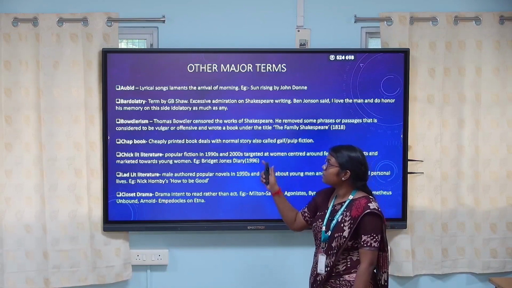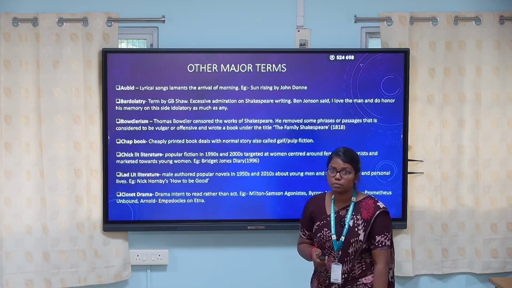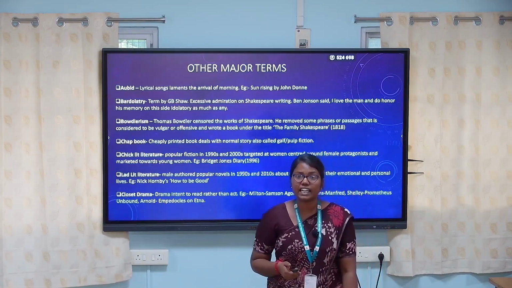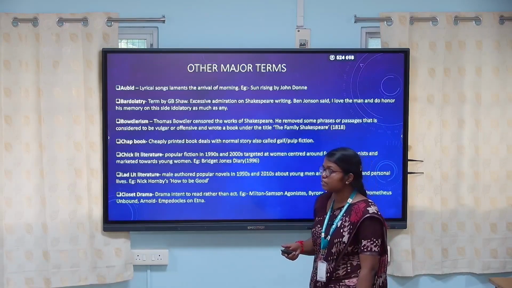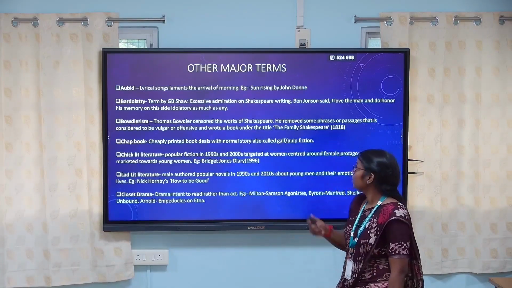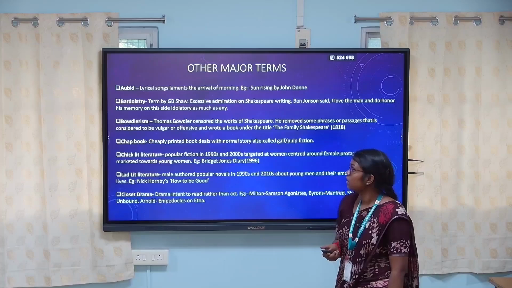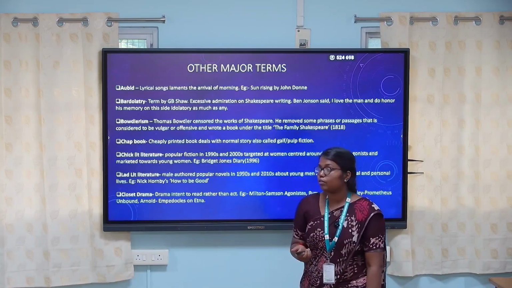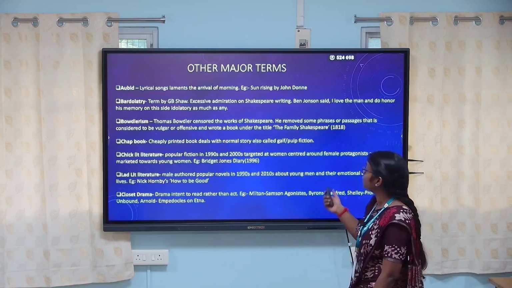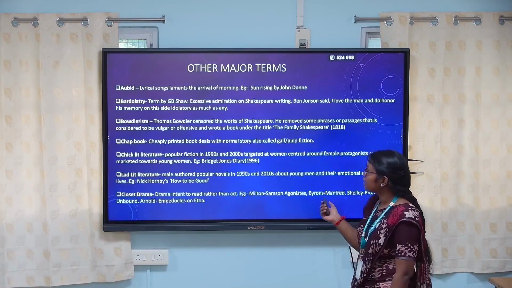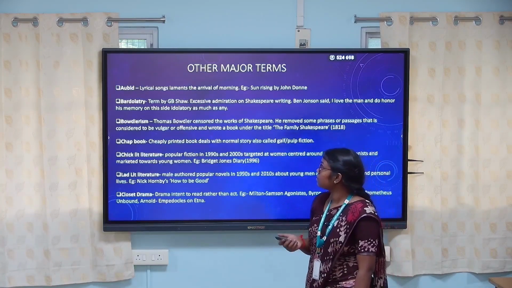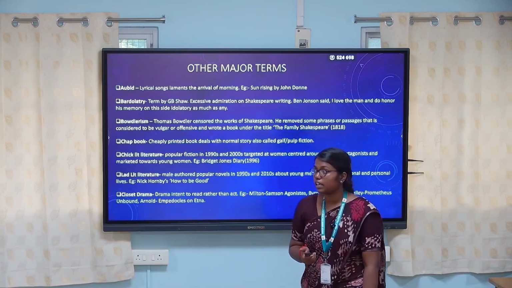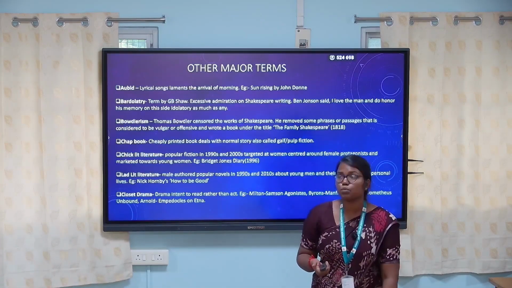This term was actually coined by G.B. Shaw. Bardolatry is nothing but being the greatest fan of Shakespeare and his writings, an excessive admiration of Shakespeare's writing. For example, Ben Jonson identified himself as a great fan of William Shakespeare, and he said, I love the man and I do honor his memory on this side idolatry as much as any. He considers Shakespeare his own idolatry.